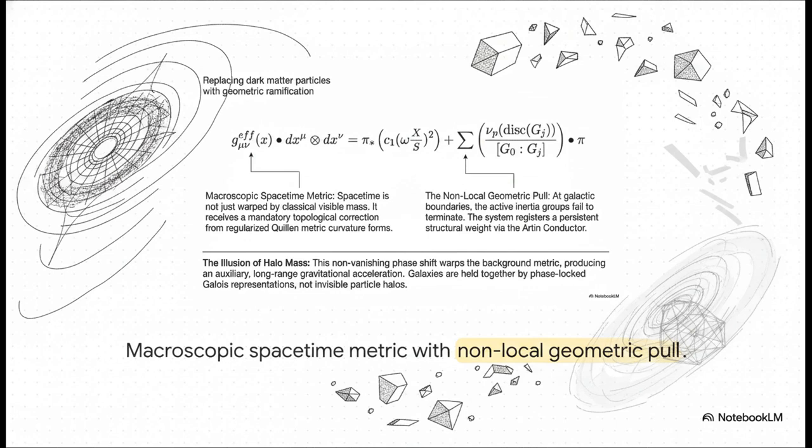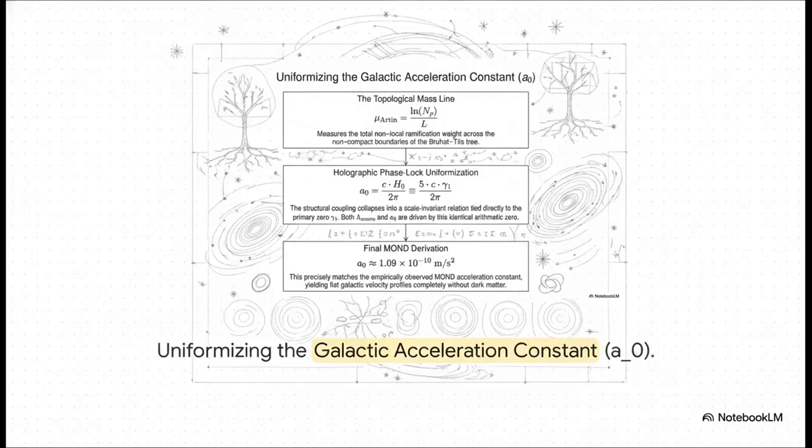Space isn't just warped by visible mass, it receives a mandatory topological correction from what are called regularized Quillen metric curvature forms. Essentially, at the edges of a galaxy, paths tracing across the Bruhat-Tits tree cause active inertia groups to fail to terminate. This creates an uncompensated phase shift, a persistent structural weight that perfectly mimics a dark matter halo. No invisible particles required. And when we uniformize this topological mass line, something amazing happens.